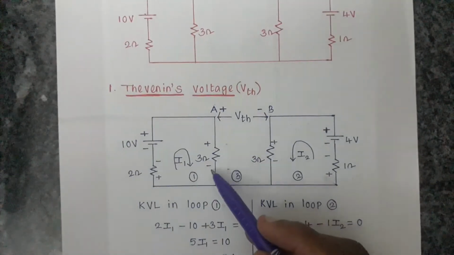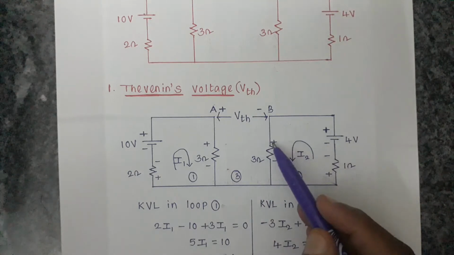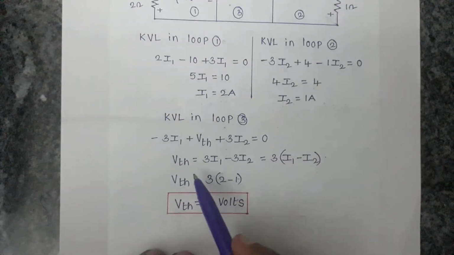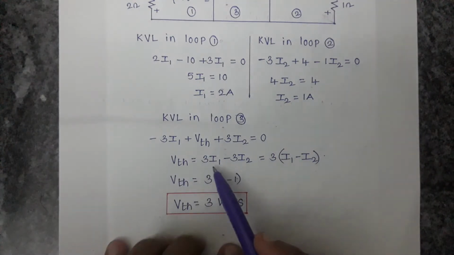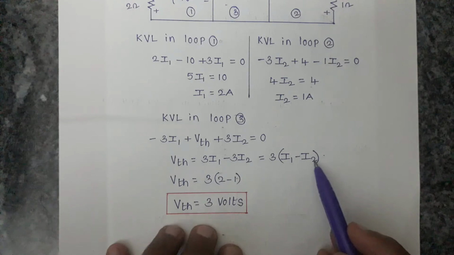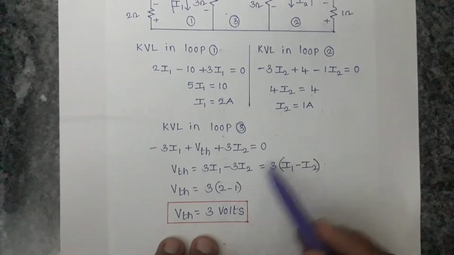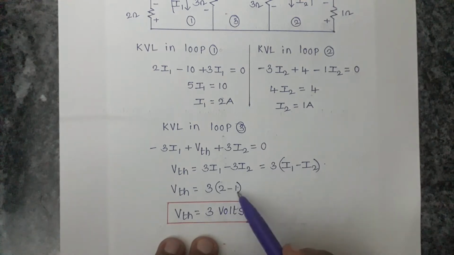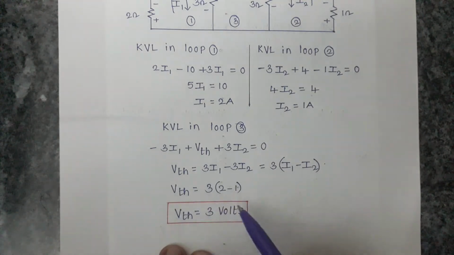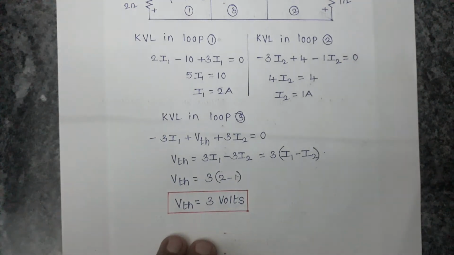So here, minus 3I1 plus VTH plus 3I2 equals 0. If we solve, we get VTH equal to 3I1 minus 3I2, which equals 3(I1 minus I2). I1 is 2 amperes, I2 is 1 ampere. 2 minus 1 is 1, so 1 into 3 is 3 volts. So Thevenin's voltage is 3 volts. This is step 1.